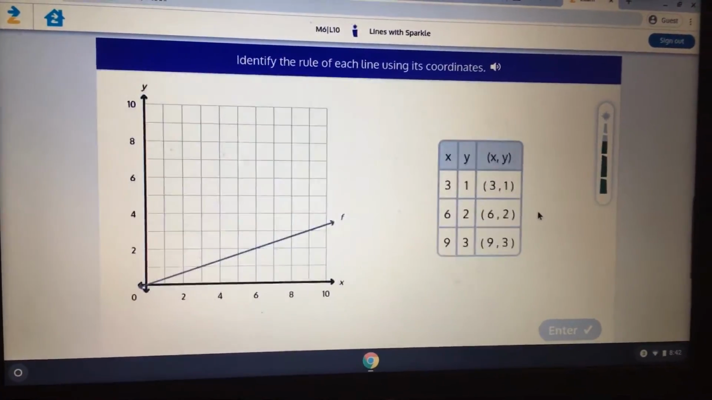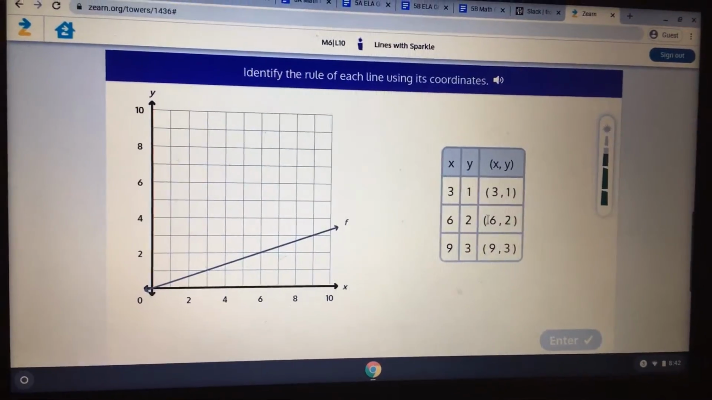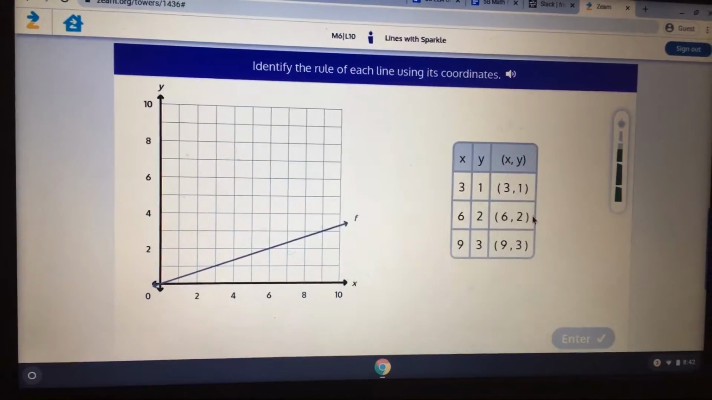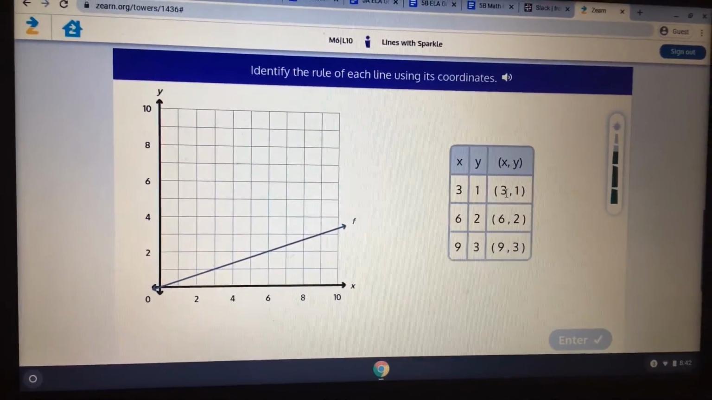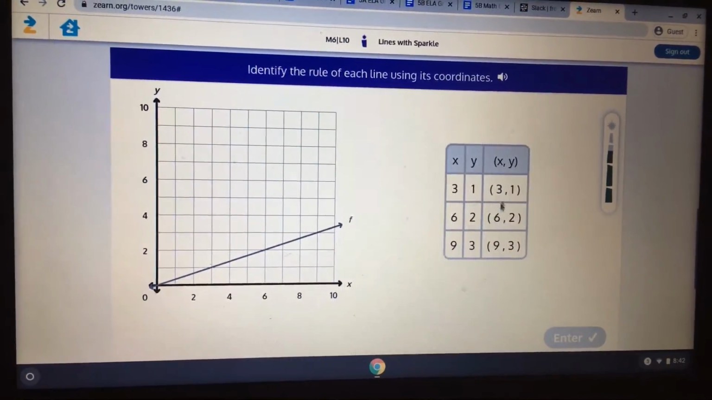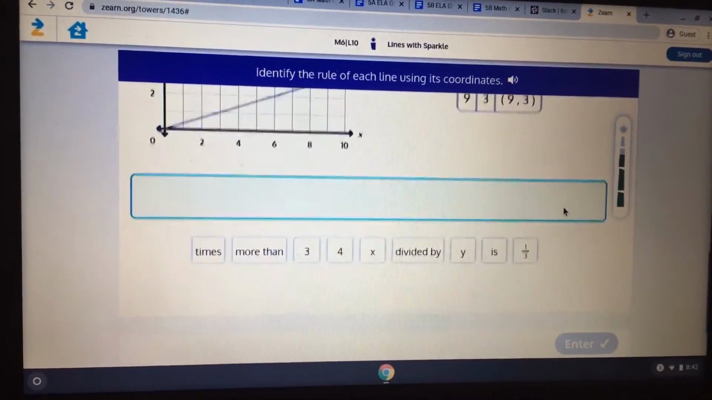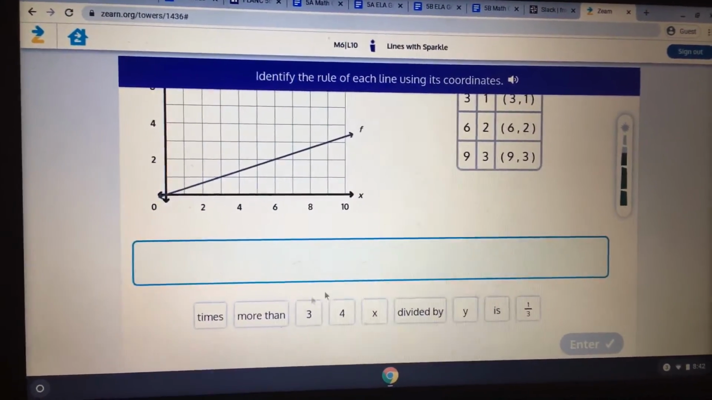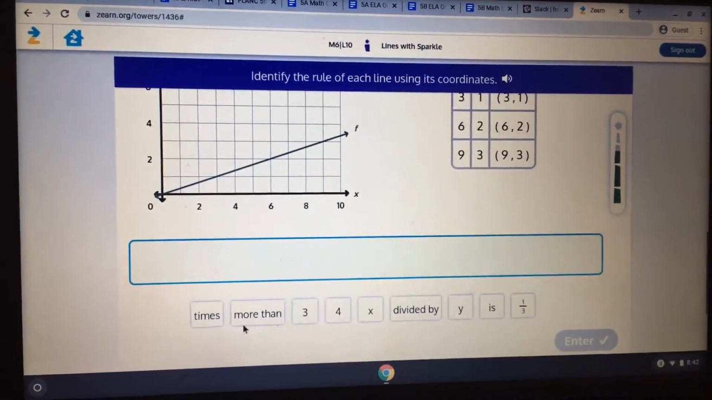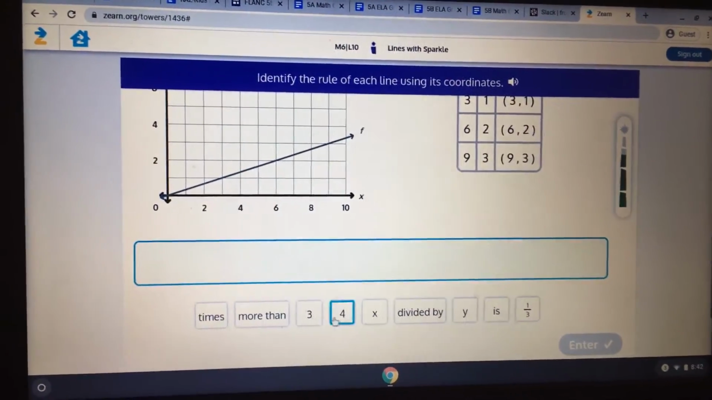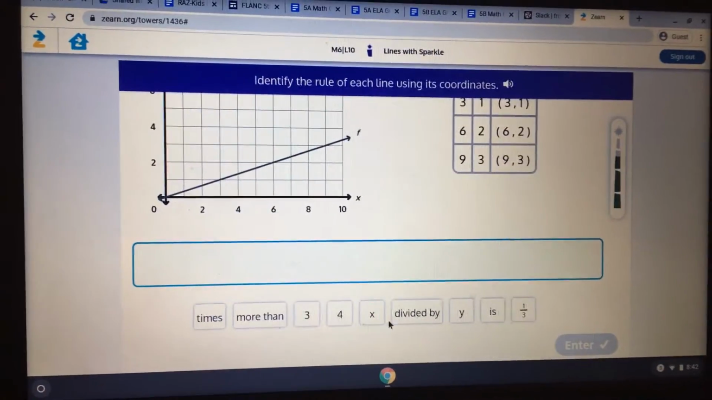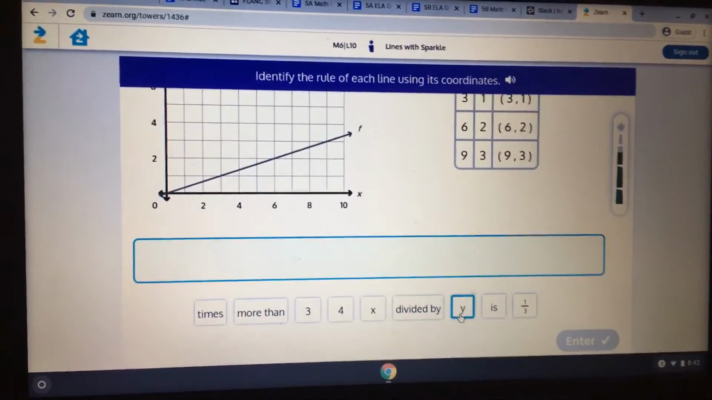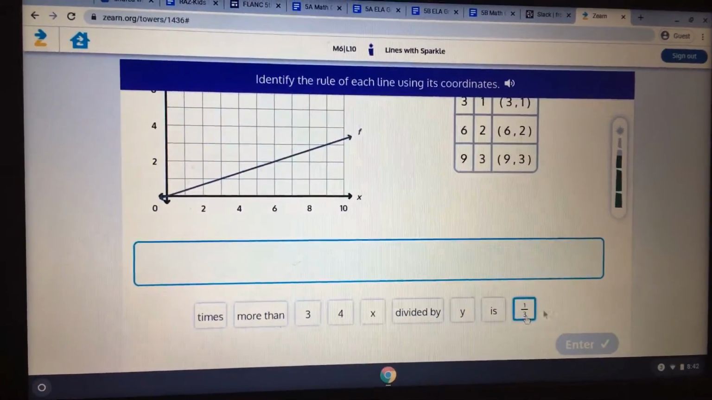Yeah, so we're writing a rule. So if we look at this, okay, y increases by 1 each time, but x increases by 3 each time. So if we look at our words, we've got times, more than, 3, 4, multiply, divided by, or x divided by y is 1/3.